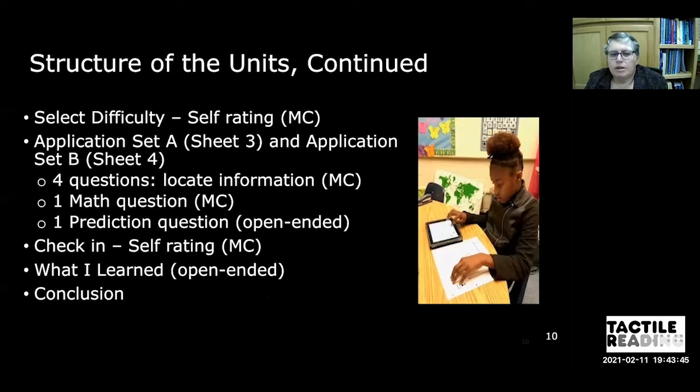So they then move into set A, which is the application, and then after that set B. And both set A and B start out with 4 multiple choice questions where they locate information. So similar to the warm-up questions, but now we're not guiding them. Then they have 1 math question where they need to find 2 numbers on the graphic and then use those for a simple math problem. And then finally, they have a prediction question where they have to really think through, what does this data mean?